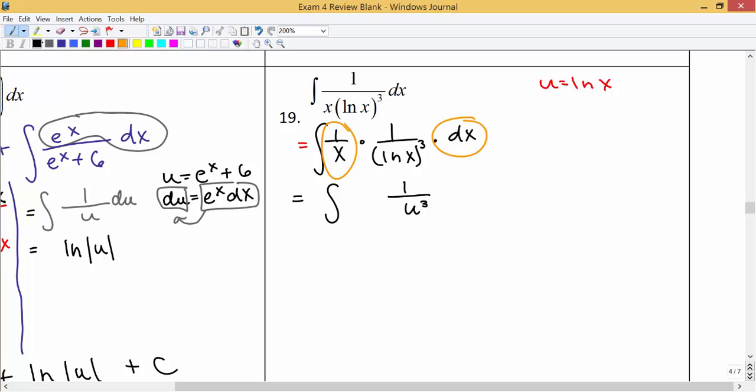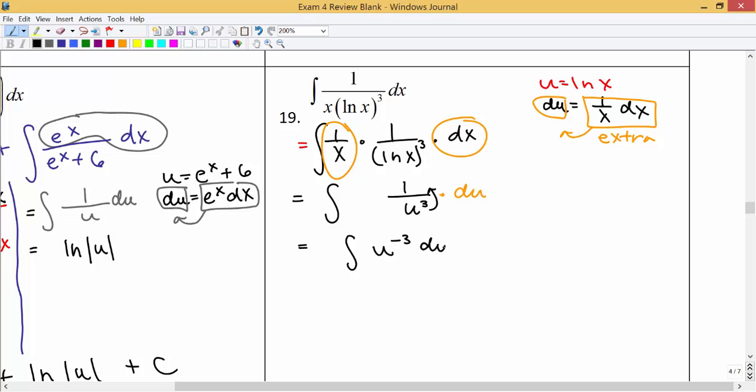So let's see what we could come up with. When we take the derivative of u, du is equal to, well, the derivative of ln of x is 1 over x dx. And that's quite convenient because the right side is exactly the extra stuff that we have floating around, so we can replace that with just du. Okay, and before we start to integrate, I'm going to rewrite this by bringing the u to the top, writing that as u to the negative 3 power du.